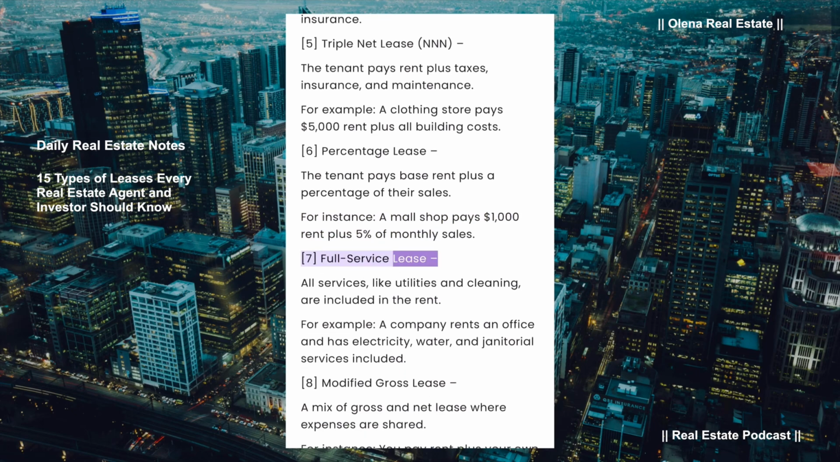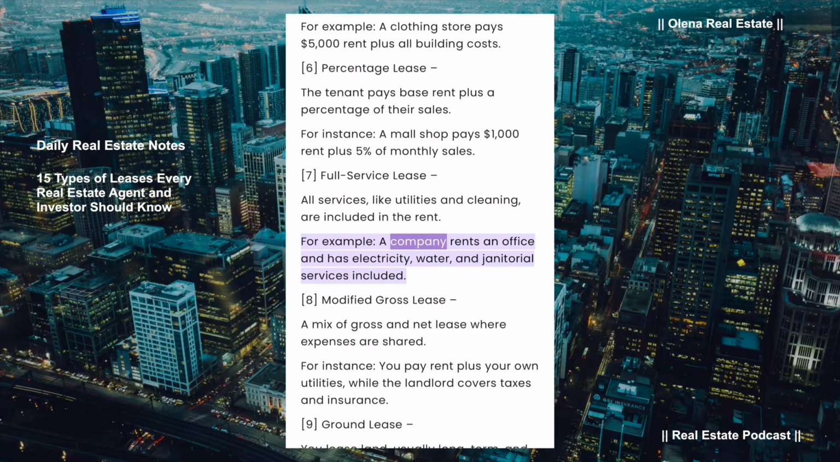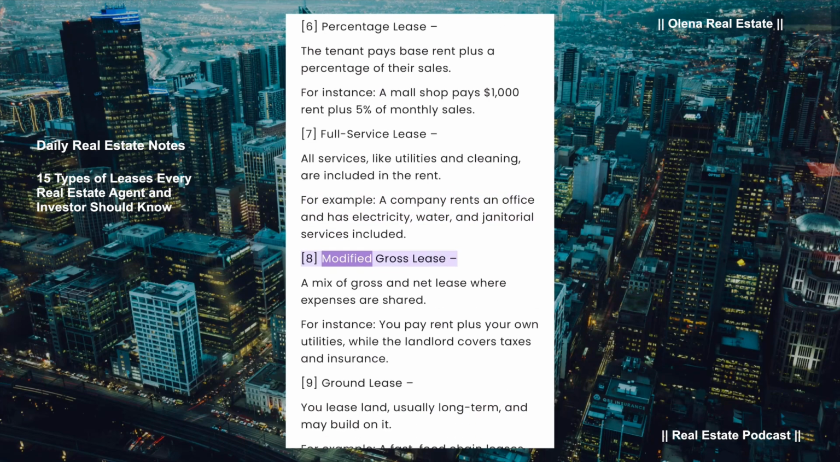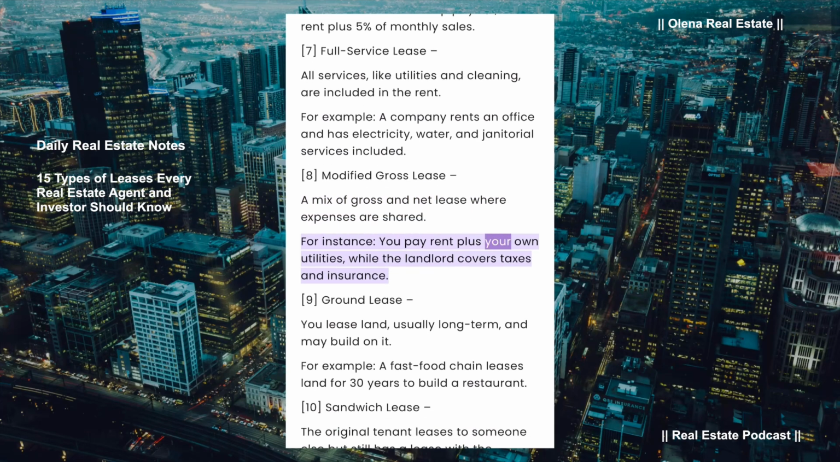Full service lease. All services, like utilities and cleaning, are included in the rent. For example, a company rents an office and has electricity, water, and janitorial services included. Modified gross lease. A mix of gross and net lease where expenses are shared. For instance, you pay rent plus your own utilities, while the landlord covers taxes and insurance.